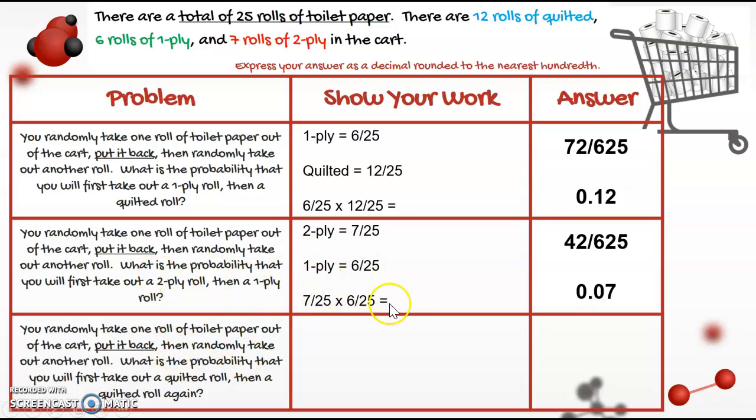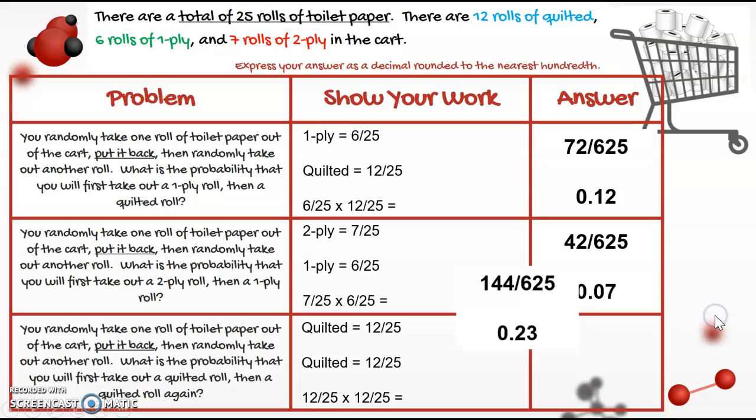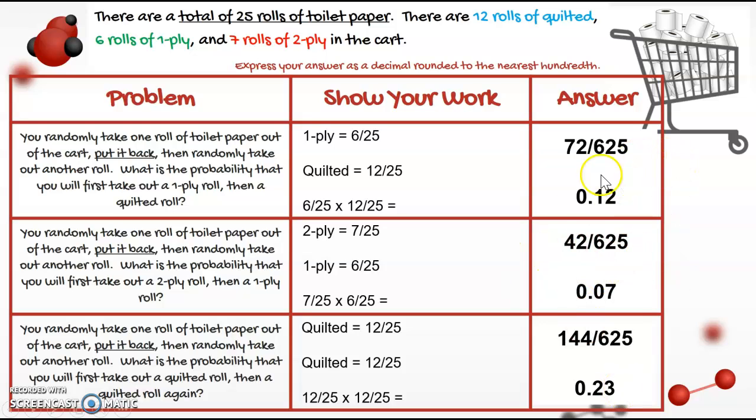But to get these events in the order that we're getting it, this is the probability that this order will happen. So now we're going to take our quilted, then put it back and end up with another quilted. That's 12 out of 25. We're going to multiply that, 144 out of 625. I'm going to divide, 0.23. So this is the probability that this will happen, that I will take that one, put it back, and take that other one. And that's what we're looking for.